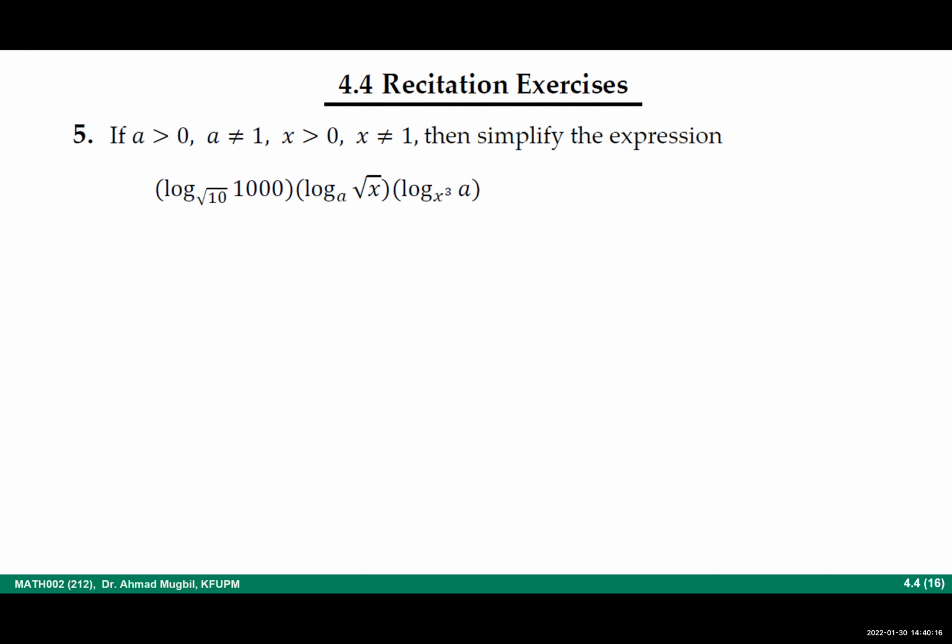Okay, guys. The answer, if you want to check, the answer is 1. Why is it 1?